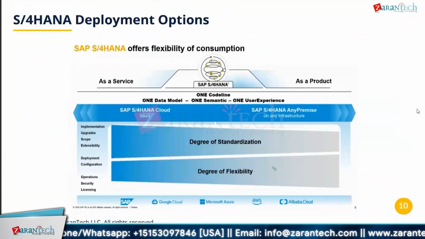And then we also moved to S4HANA deployment options, where we discussed the two types of services offered by SAP, one being the S4HANA private cloud and S4HANA public cloud that is offered as a service, and the other being the as a product, which is S4HANA on-premise. We also discussed what all industries are suitable for adopting which kind of solution, and the contrasting nature of each one of them.